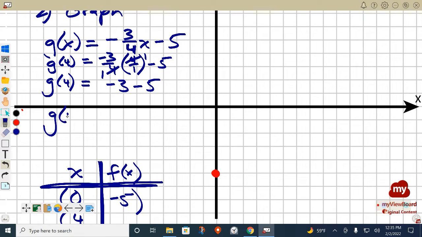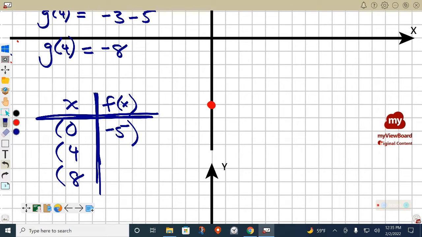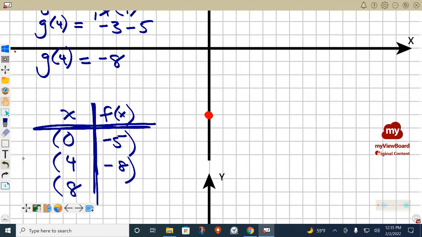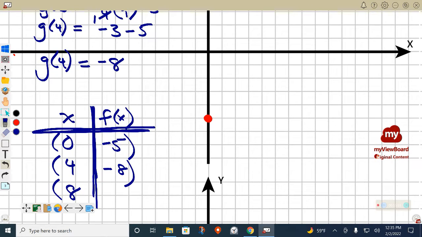So G at 4 then equals, help. What's negative 3 minus 5? Negative 8. Thank you. There's our second ordered pair. 4, negative 8. Let me plot that puppy. Plot it with me. 1, 2, 3, 4. 1, 2, 3, 4, 5, 6, 7, 8.